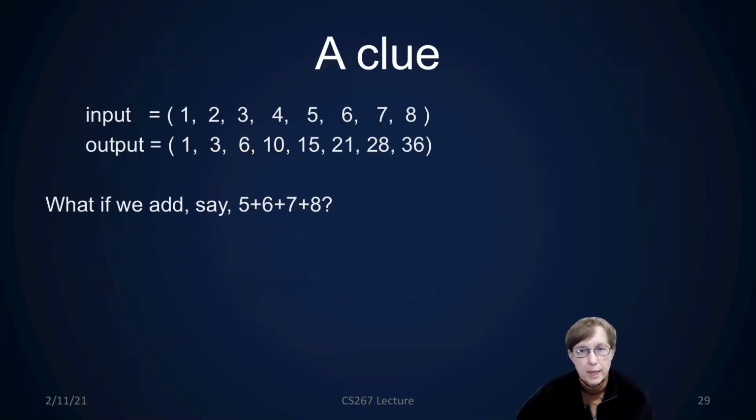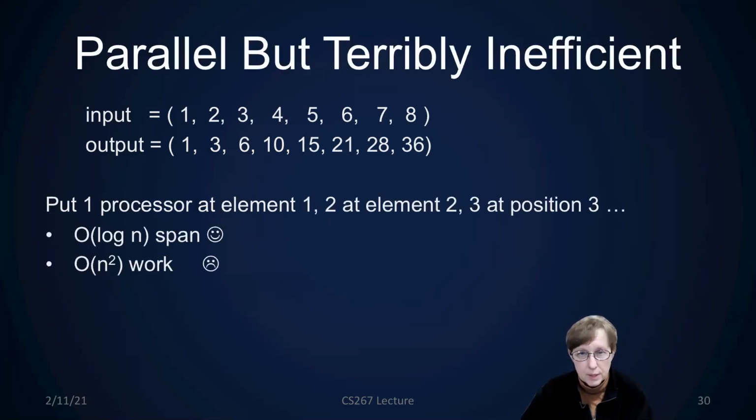What we can do is think about adding up, how is it useful if we add up some things in parallel? So for example, if we add up 5, 6, 7, and 8, well, that's going to be useful for computing this last result, the 36 here, even if we don't yet have the sum of 1, 3, 6, and 10. But it'll be useful for that. And similarly, if we have the sum of 1, 3, 6, and 10, we can also do something useful with that. Well, let me first look at what if we used a whole bunch of processors, and we put a set of processors at every one of these positions to do the parallel reduction.